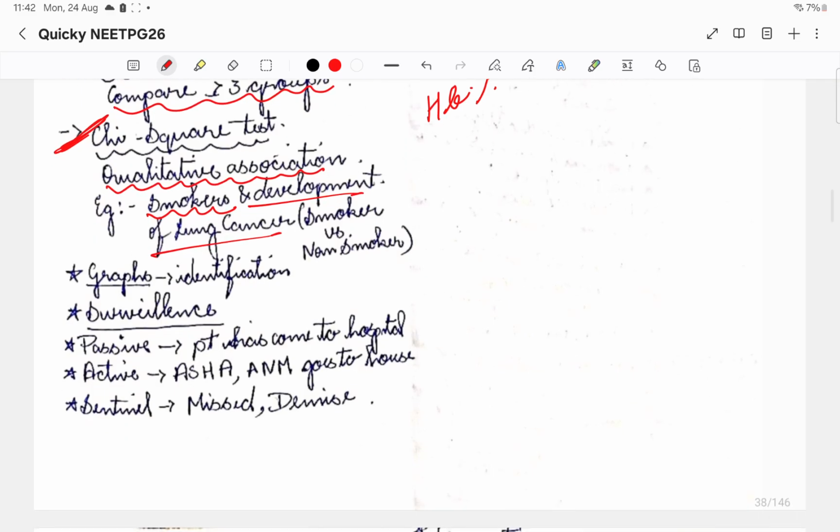Okay, then there are different types of graphs: pie chart, bar chart, histogram. So please go through and see the image based identification of these graphs.